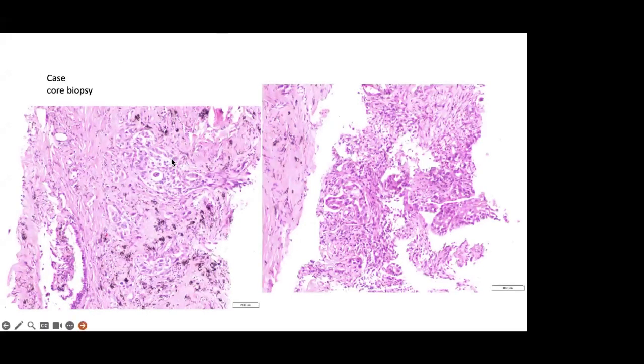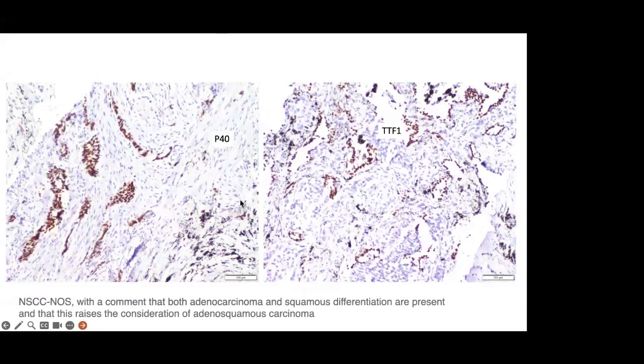This is another case where glandular differentiation is there, and some squamous differentiation is there. So you would like to know whether they are actually squamous or adenocarcinoma. When P40 positivity and TTF1 positivity are seen in different components of the tumor, then one can suggest on biopsy that both adeno and squamous differentiation are present. And this raises the consideration of adenosquamous carcinoma. However, making a definite diagnosis of adenosquamous carcinoma requires a resection specimen, because you need to have at least 10% of each component. So that we cannot decide on a biopsy or cytology specimen.